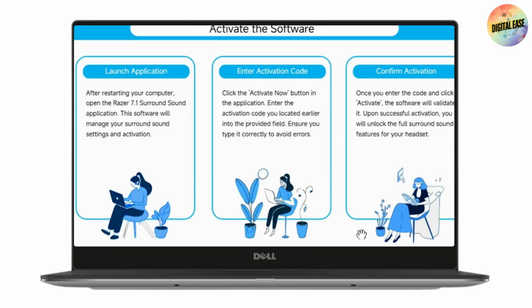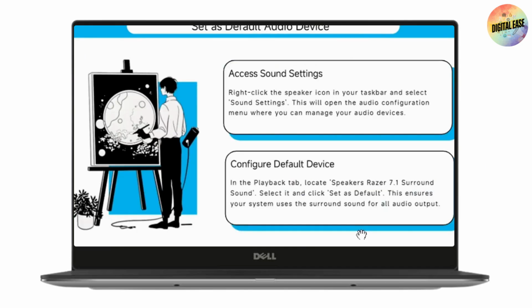Next, you're going to configure your audio output. To make sure the surround sound is actually being used, right-click the speaker icon on your taskbar, choose Sound Settings on Windows 11 or Sounds on the older versions. Under the Playback tab, find the speakers and then Razer 7.1 surround sound. Click Set as Default, then press OK to save your settings. Now you're ready to enjoy the cinematic 360 degrees audio in your games, movies, or music.